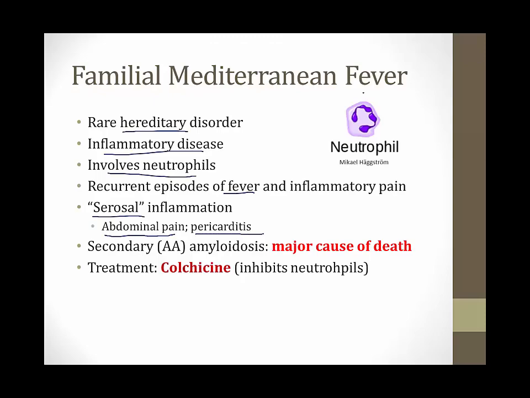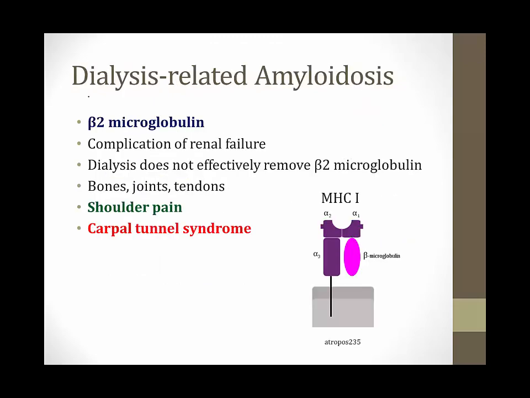The reason I'm bringing this up in the amyloidosis module is because patients with this rare condition have very high levels of serum amyloid A proteins, and secondary or AA amyloidosis is the major cause of death among patients who have this condition. Because it's a neutrophil disorder, you can treat it with colchicine. This is a medicine that inhibits neutrophils. Back to our discussion of the various forms of amyloidosis.